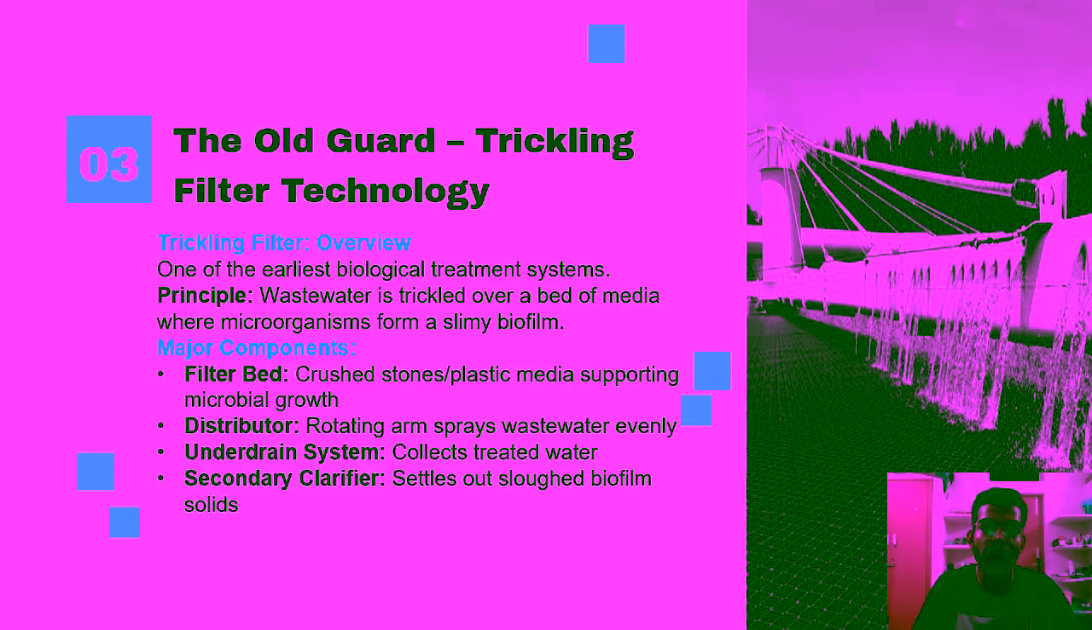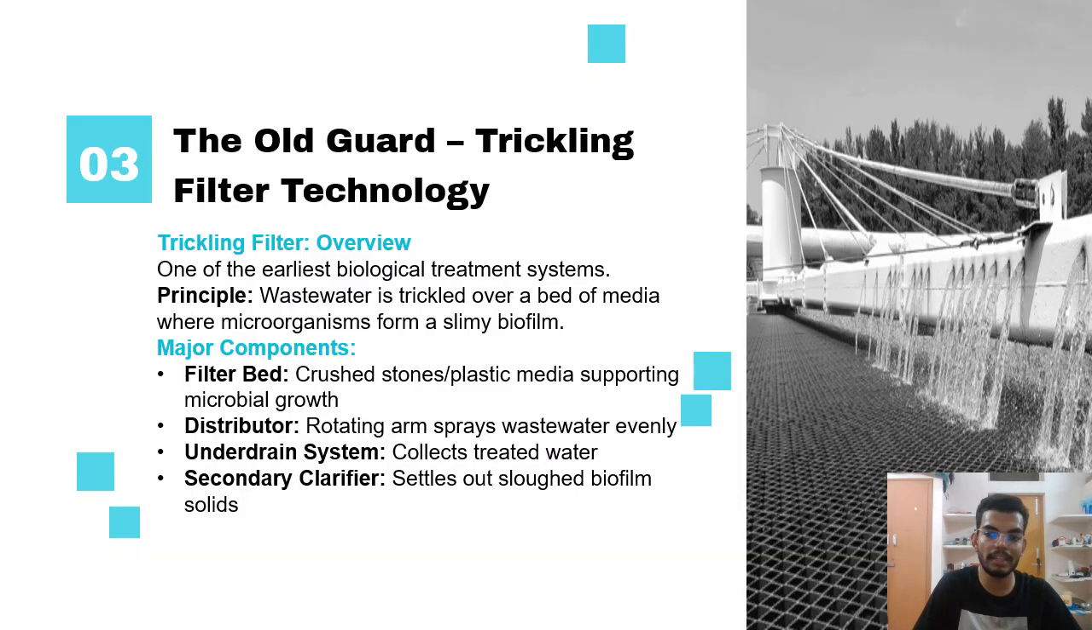Now moving on, the first one is the trickling filter technology, the old school or conventional method. It is one of the earliest biological treatment methods. In this method, wastewater is trickled over a bed of media where microorganisms form a slimy biofilm. The major components are the filter bed, the distributor, the underdrain system, and the secondary clarifier. The filter bed is usually crushed stones or plastic media supporting the microbial growth. That is, this filter bed will help in the attachment of the microbes.